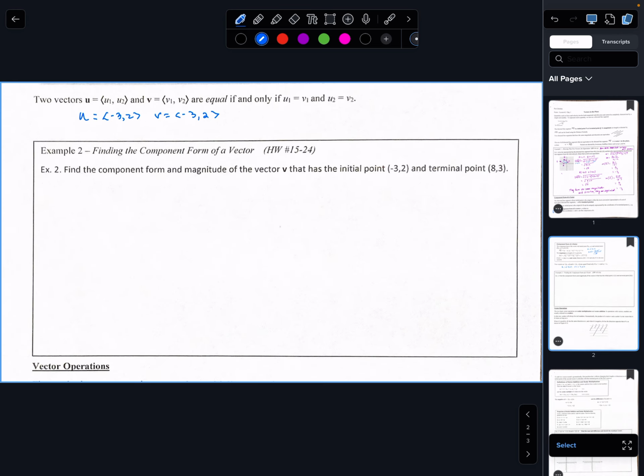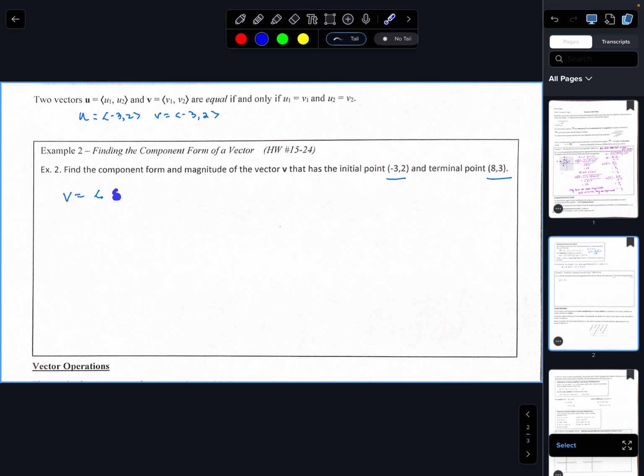Okay, so example 2, find the component form and magnitude of the vector. So you need to know your terminology, right? Component form we've just been talking about, and then the magnitude. But it has an initial point, negative 3, 2, and terminal here. They're going to call this vector V. So to get vector V, you must start with the terminal and subtract the initial.